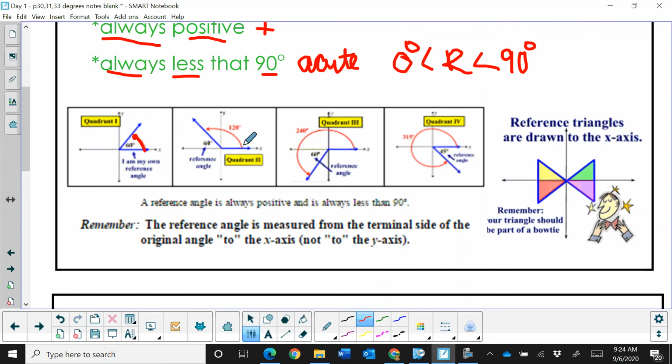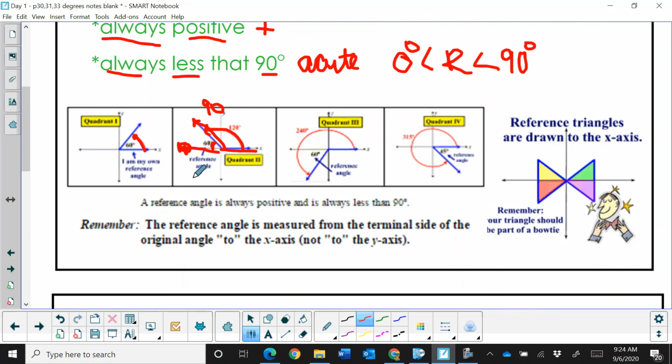Now in quadrant 2, let's say you have a 120 degree angle. We're going to draw it with the initial side on the positive x-axis, the terminal side in quadrant 2. Now we're going to draw 120. We know that falls between 90 and 180. But the reference angle is this little distance back to the x-axis. So for a 120 degree angle in quadrant 2, the reference angle is 60.